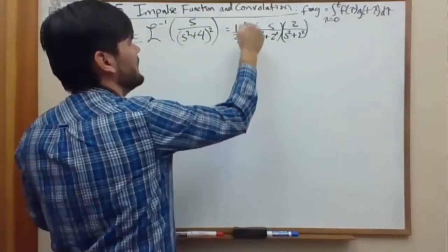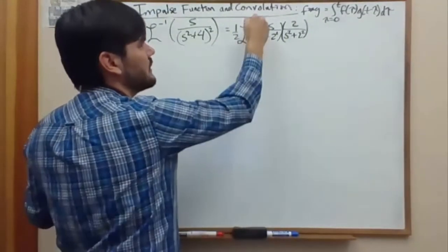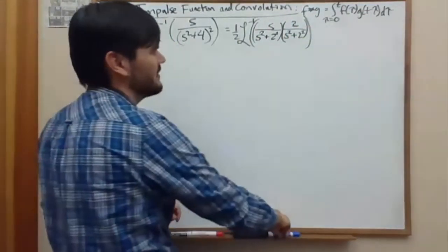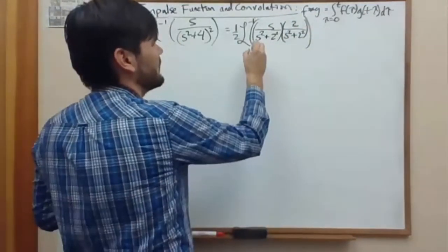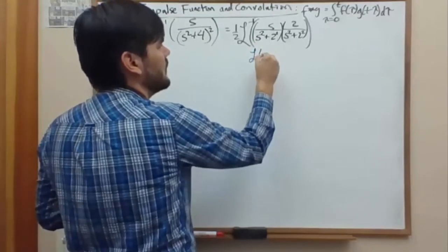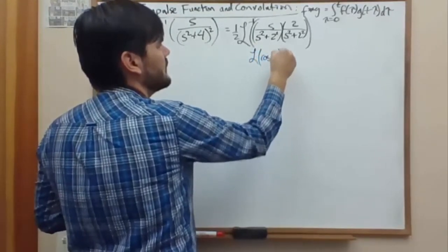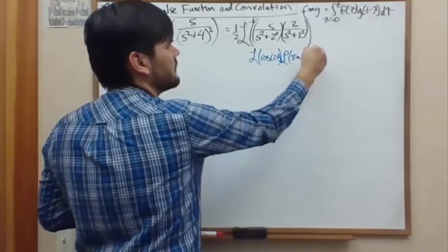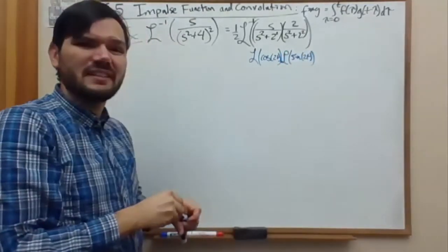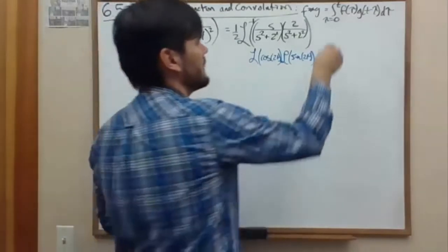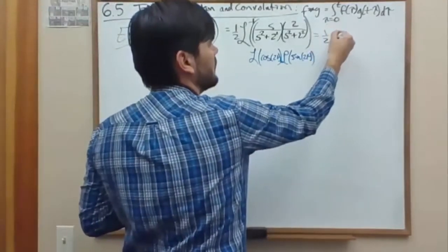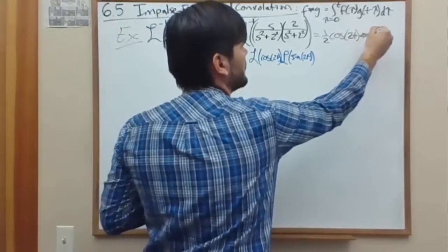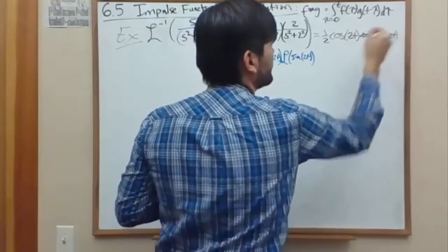And I have an inverse of a product of two transforms. One is the transform of cosine of 2t, and the other is a transform of sine of 2t. So I write my answer as the convolution of those two: 1/2 times the cosine of 2t convoluted with the sine of 2t.